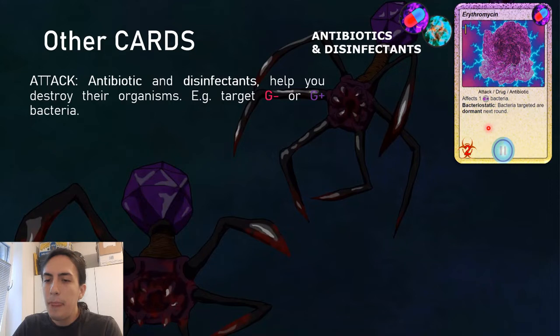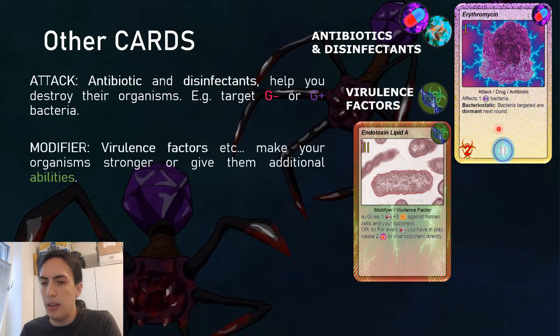Moreover, some cards have effects like this one here. It has the effect called the bacteriostatic. Here, bacteria that are targeted are dormant until the next round. What this means is that this card that is dormant now cannot attack, cannot move, cannot do its ability, it cannot block, for example, and it's basically asleep for a while. It will not do anything until its next round.